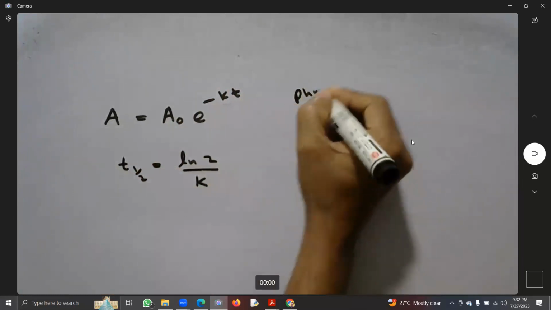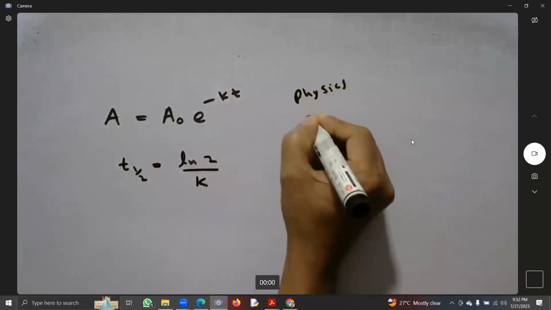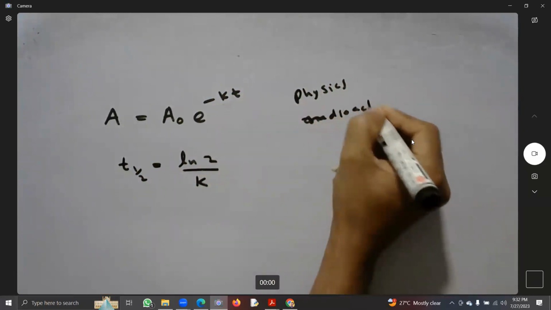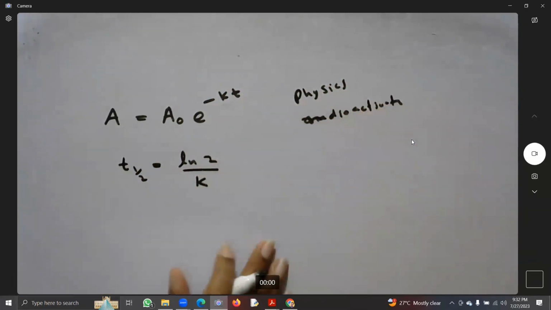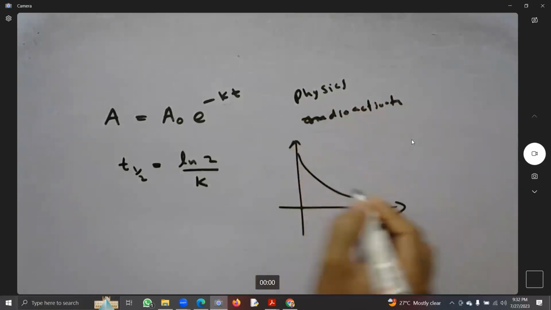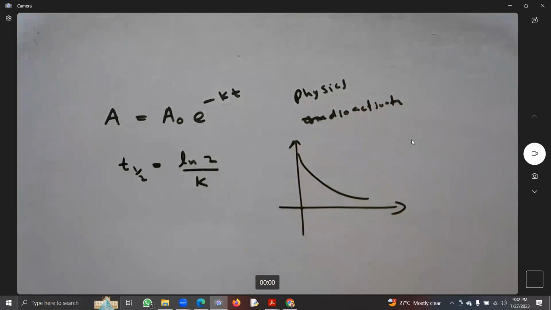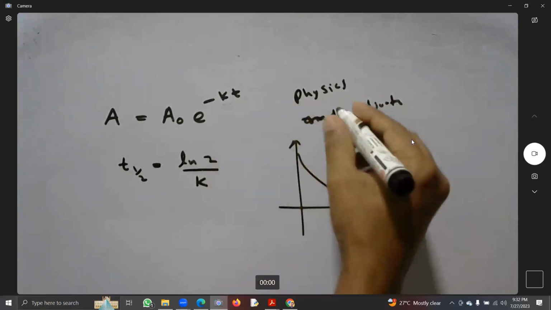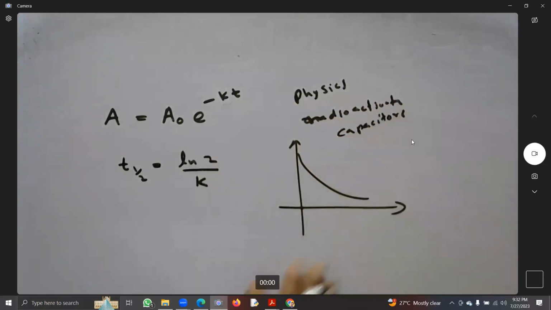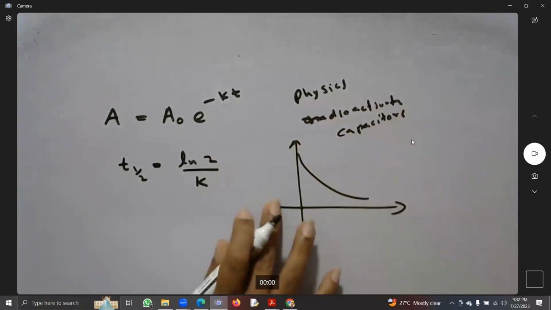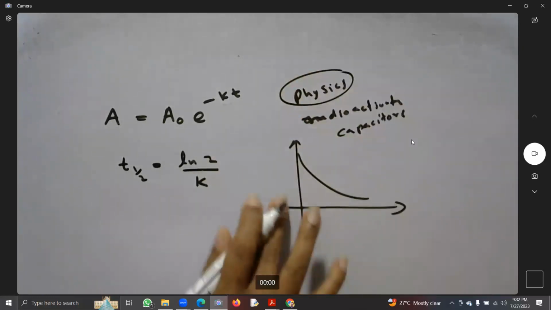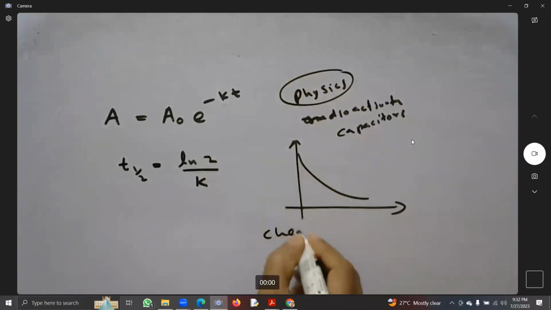In physics, radioactivity, the graph is the same. Radioactivity also has a graph like that, and capacitors also have a graph like that. Physics: radioactivity and capacitors. So the same equation can be used in chemistry.